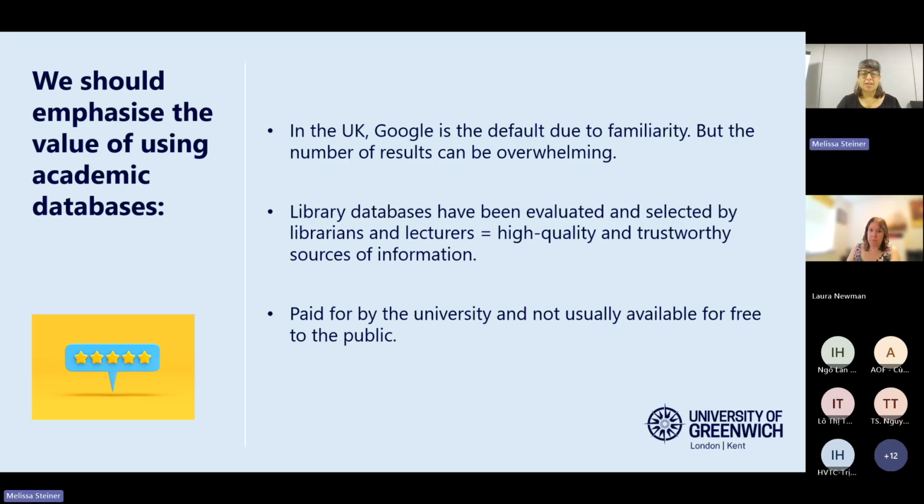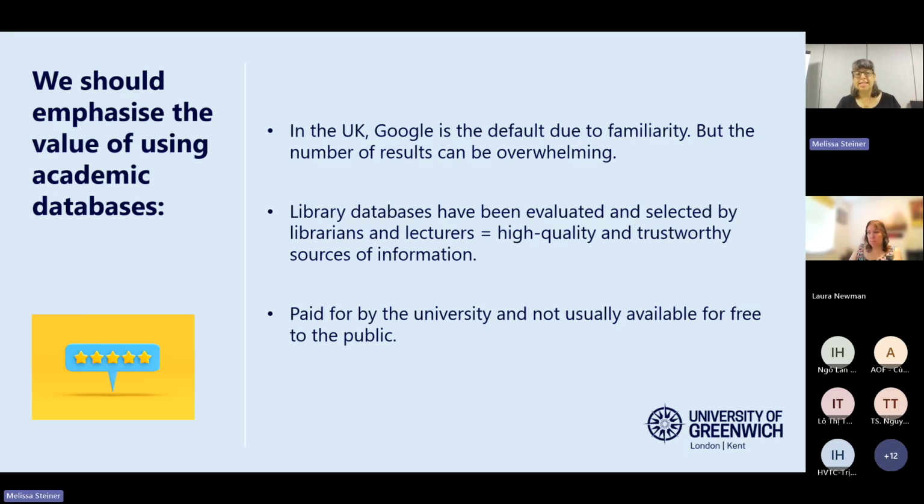So in the United Kingdom anyway, and probably for most of the world, I would say Google is the default search engine that people are using due to the familiarity. But we know that when students, or when we, are using this search engine ourselves, the number of results we see can be overwhelming. Whereas if they're using academic databases, it's a much more controlled search. They tend not to have that kind of information overload.